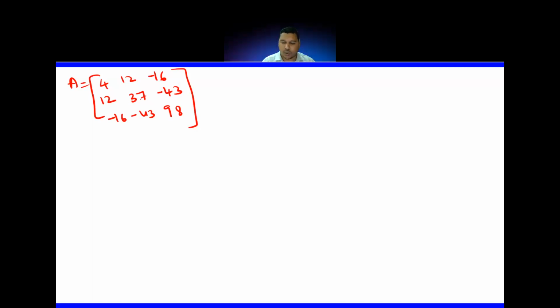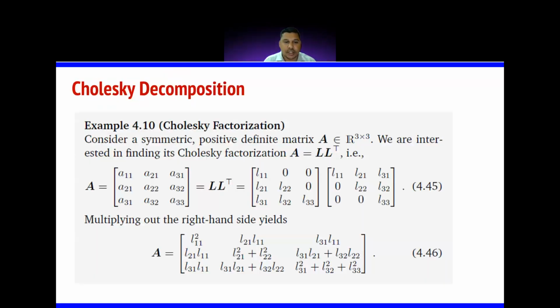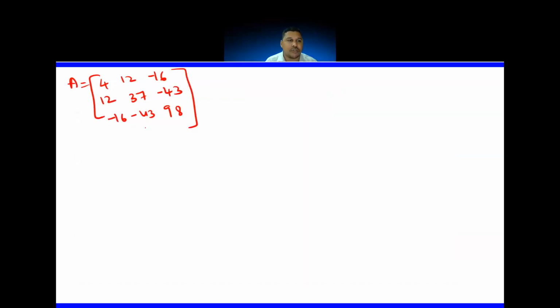We already know how to calculate it. So let us go here. In this diagram, we have seen that A11 is nothing but L11 square. So L11 is nothing but the square root of A11. So L11 is the square root of 4, that is 2.